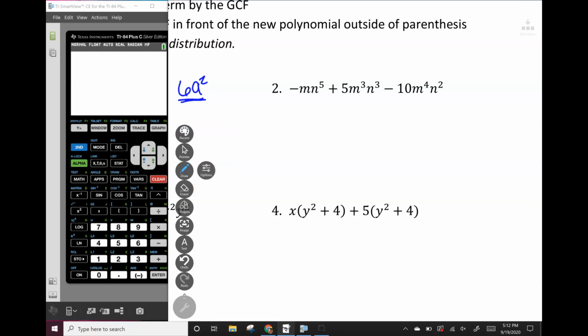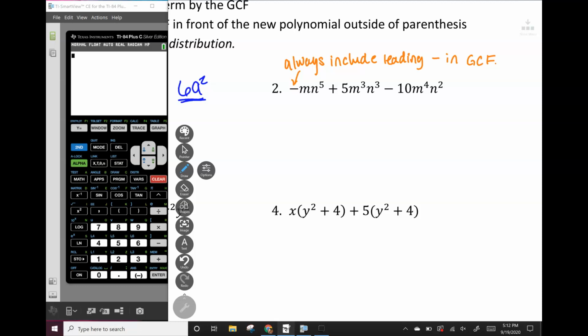So GCF here. One note that I need to make here is that if you have a leading negative, you always want to include that as part of your GCF. You always want to factor that out. So let's make a note. Always include leading negative in GCF.